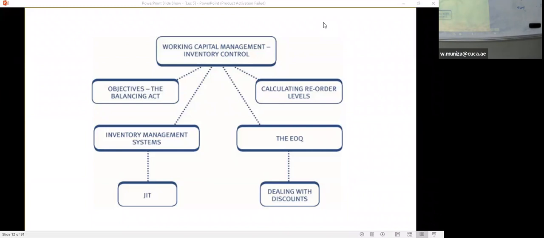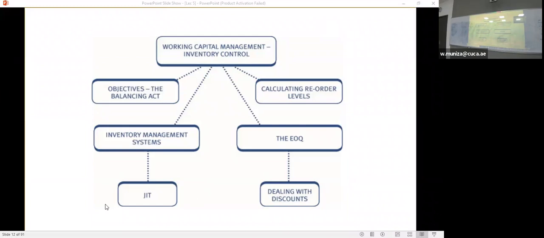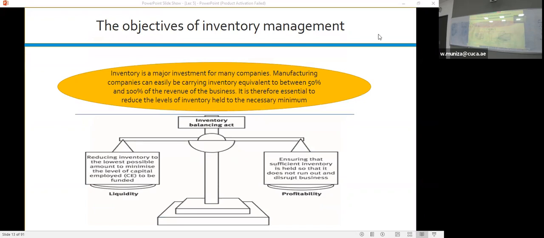And in this chapter, we are going to learn about the objectives, the balancing act, inventory management systems, calculating reorder levels, calculating economic order quantity, that is EOQ. We are going to discuss the concept of JIT, that is just in time, and how we can calculate the EOQ when there are discounts available. So we are going to learn all of these.